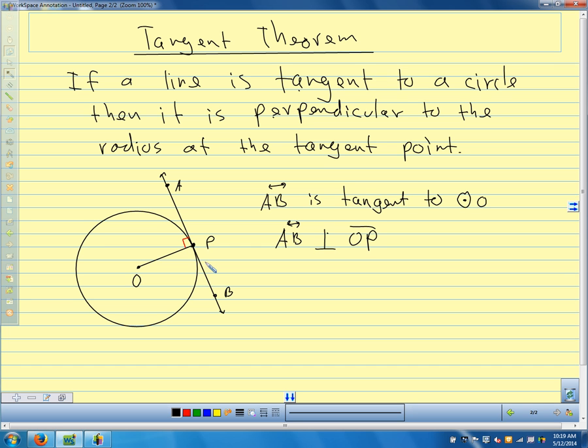So this is really the main idea, the big idea with tangents and circles, is that where the tangent line, the tangent segment, whatever, where it touches the circle, we draw a radius to that point. The tangent line and the radius make a 90-degree angle.